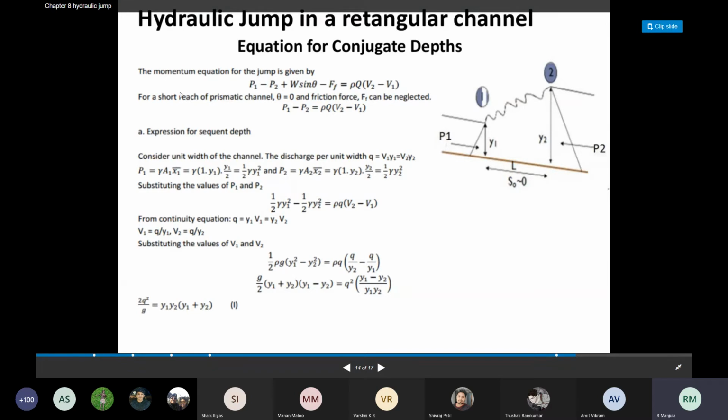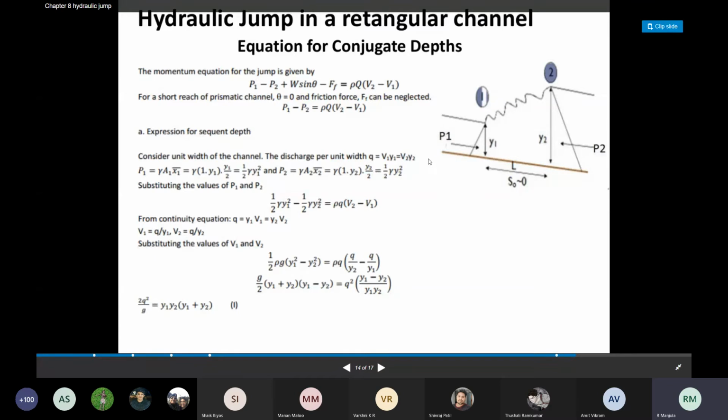Now for a short reach, this theta is usually taken as the slope of the channel. So for a short reach of the channel, theta is going to be 0, and hence this component is going to be 0. And neglect Ff, which is the frictional force. Then these two components will go off. You will have only P1 minus P2 is equal to rho q into V2 minus V1.